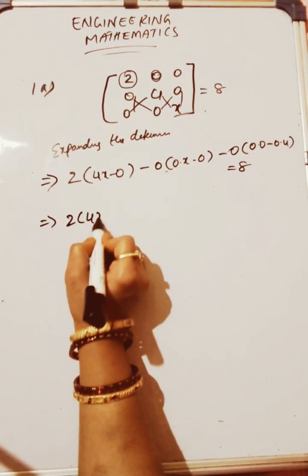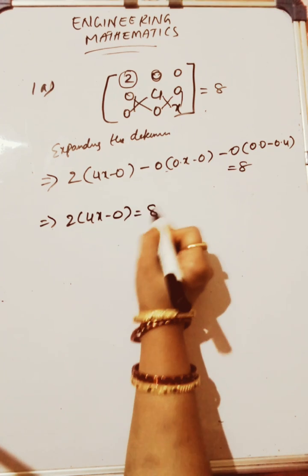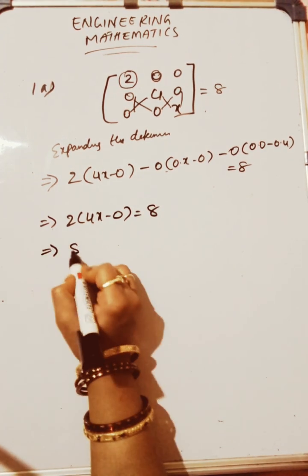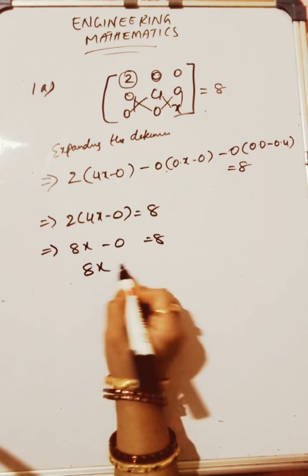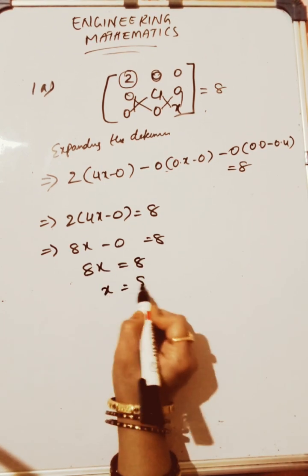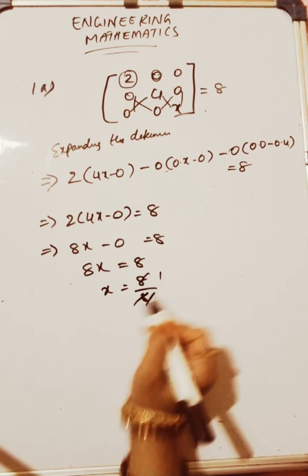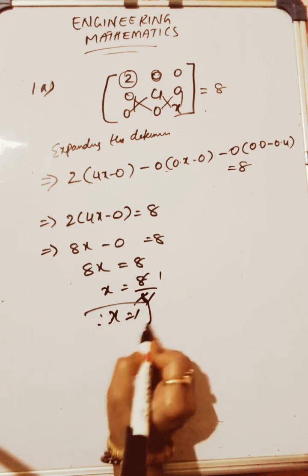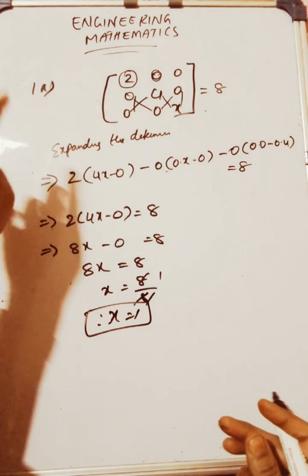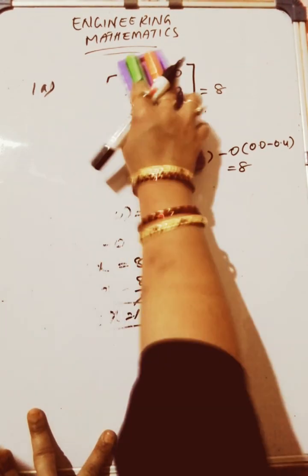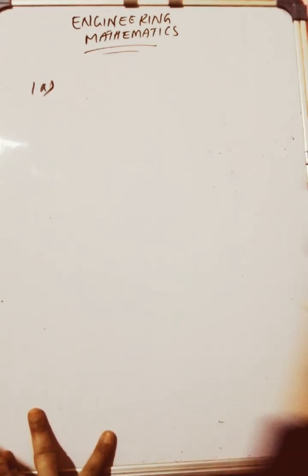2 into 4x minus 0 is equal to 8. 2 fours are 8x, minus 2 into 0, which is 0, is equal to 8. So 8x is equal to 8, x is equal to 8 by 8, therefore x is equal to 1. This is the required answer. In 1a only they gave another problem. If you can solve this one or that one, it's your wish.